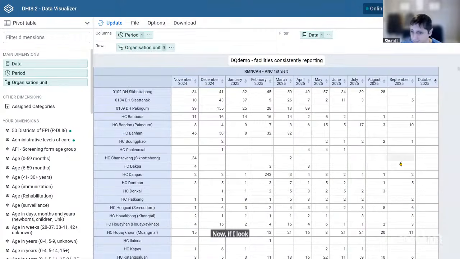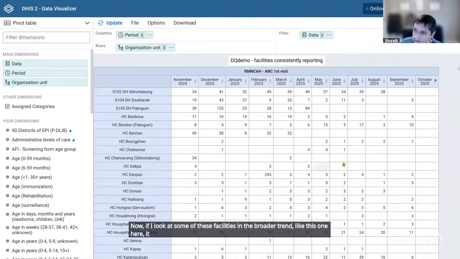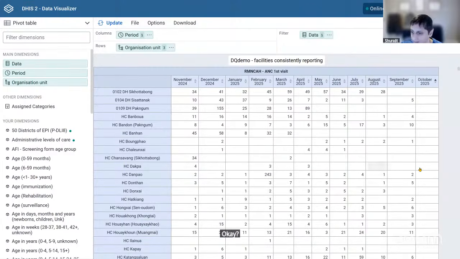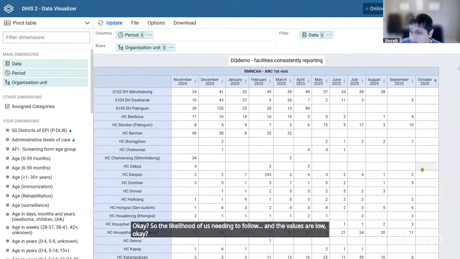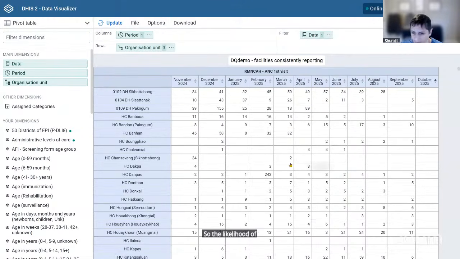Now, if I look at some of these facilities and the broader trend, like this one here, it reports very infrequently, and the values are low. So the likelihood of us needing to follow up with this facility is pretty low. It's probably not something that needs to be done.